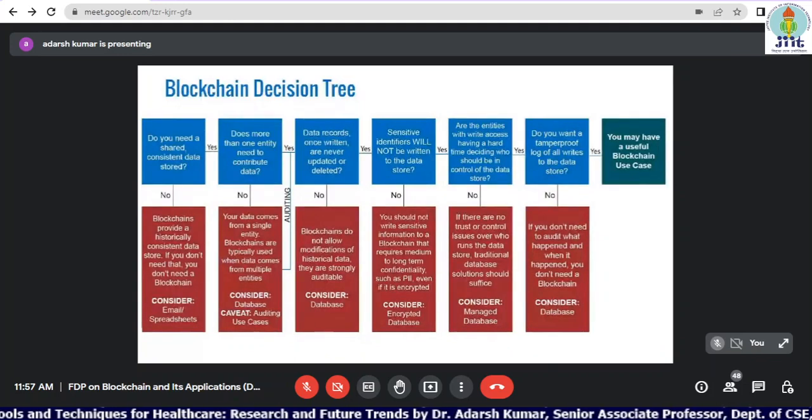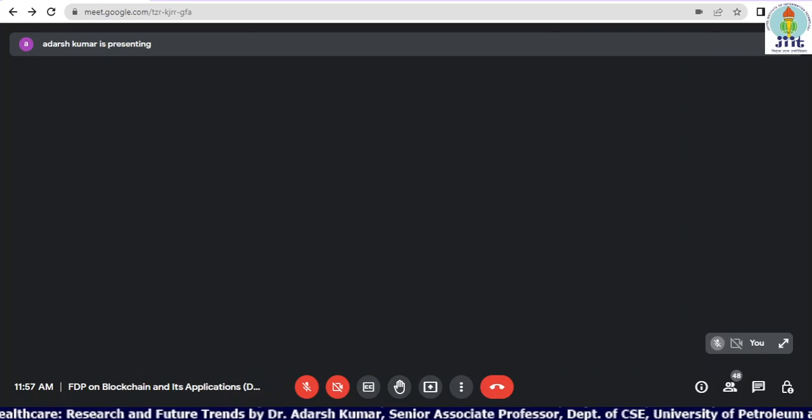So if you see the first one is, do we need a shared consistent data storage? Yes, if you talk about healthcare, we need a consistent data storage. What is the major problem a doctor faces when a patient visits? The doctor wants the patient's historical data, their ancestors' data. So how to get that data? Usually we do not have the data with us, or it is not prepared in a well-mannered way so that the doctor can quickly go through it.